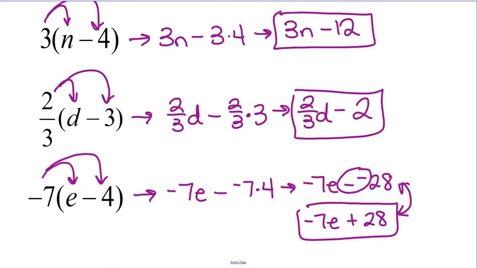So that's the distributive property. When we have a sum or a difference in parentheses and you're taking that times something, you can actually do the multiplication first and then the sum or the difference. That's the distributive property.